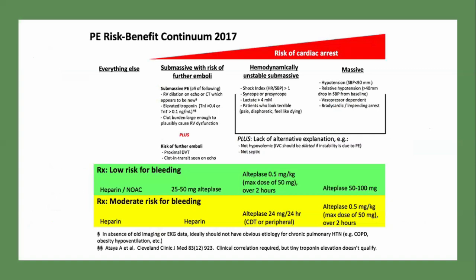So the PE risk-benefit continuum. It's either massive or everything else, and this area in between is what they're looking at. Do 25 to 50 milligrams of alteplase. We know everything will reach the pulmonary vasculature. That's why you don't need a high dose, and your risk profile really changes. So I think we will see in the guidelines quite shortly that we're going to go for reduced-dose lytics in your high-risk submassive patients, just because we want to avoid cardiac arrest.